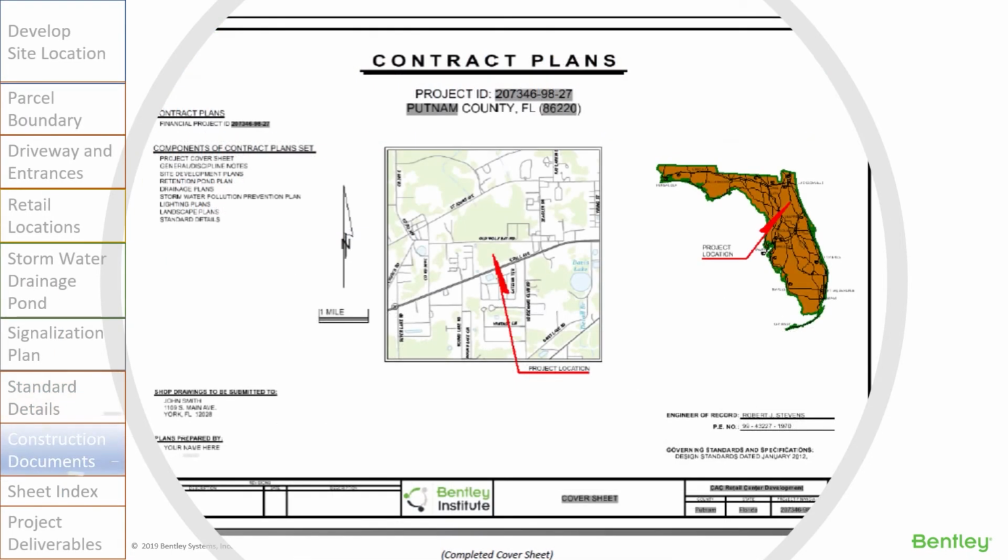You'll then create construction documents like a cover sheet and numerous general note sheets. You'll create plan sheets from your parcel and subdivision design. Add retail center and commercial building plans, stormwater pollution prevention plan sheets, and add drainage pond plan sheets, signalization sheets, and standard detail sheets. This section is where you put it all together, the geometry you create adding sheets and all the detailing.